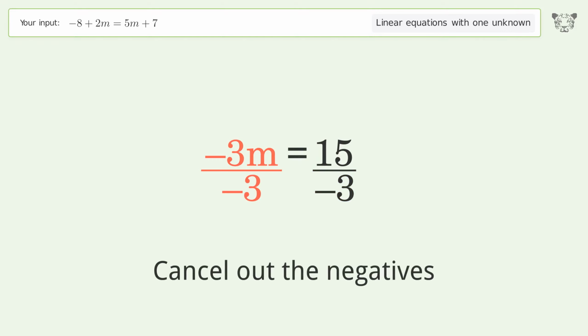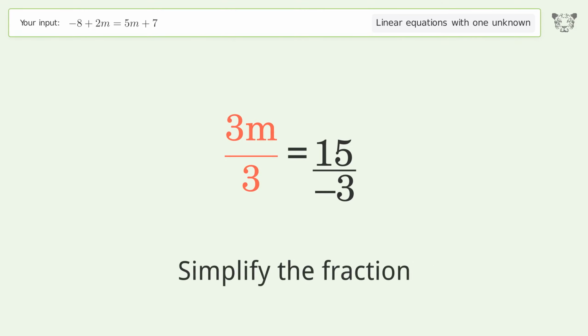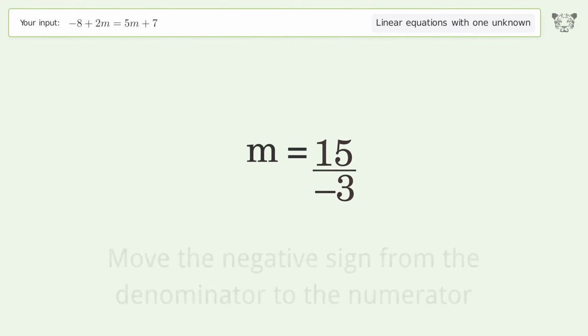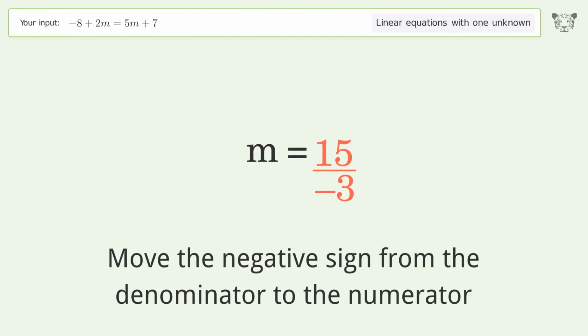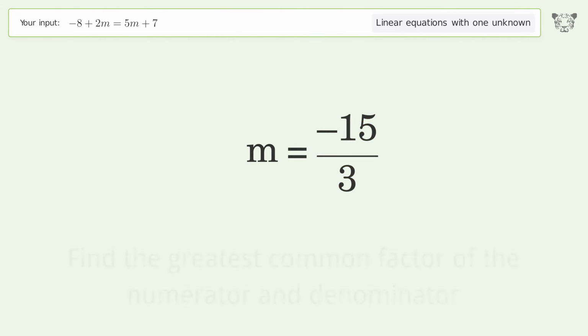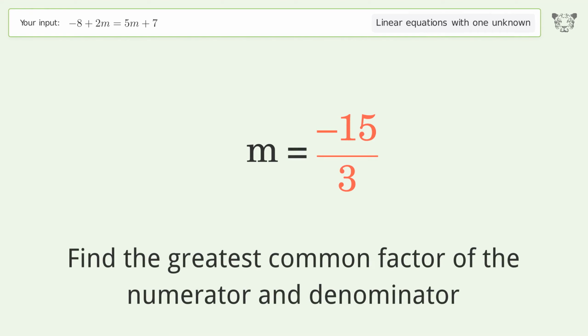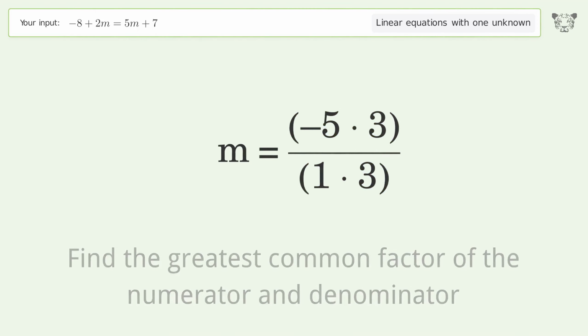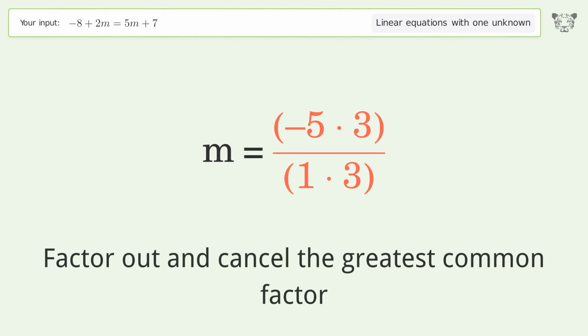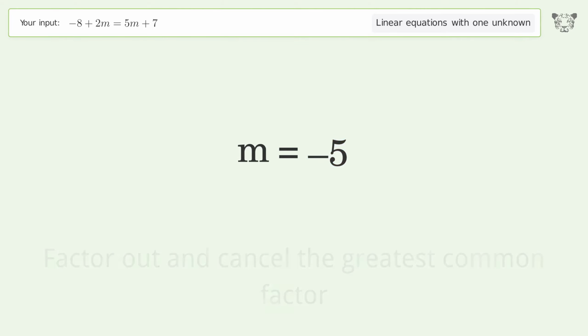Cancel out the negatives. Simplify the fraction. Move the negative sign from the denominator to the numerator. Find the greatest common factor of the numerator and denominator. Factor out and cancel the greatest common factor. And so the final result is m equals -5.